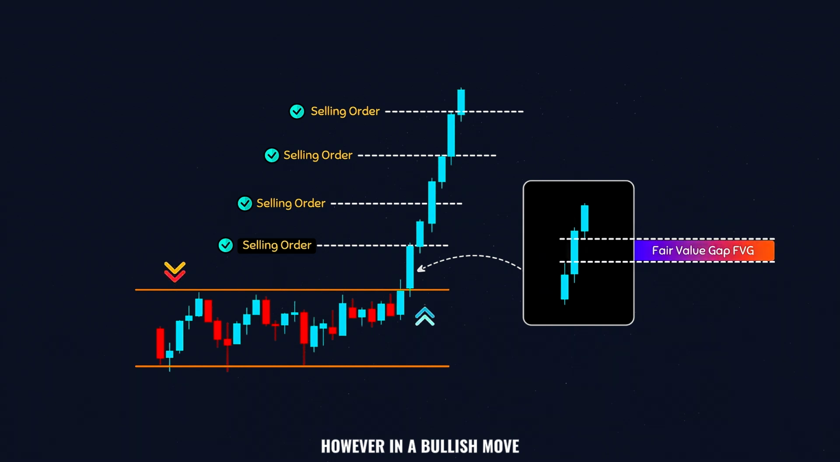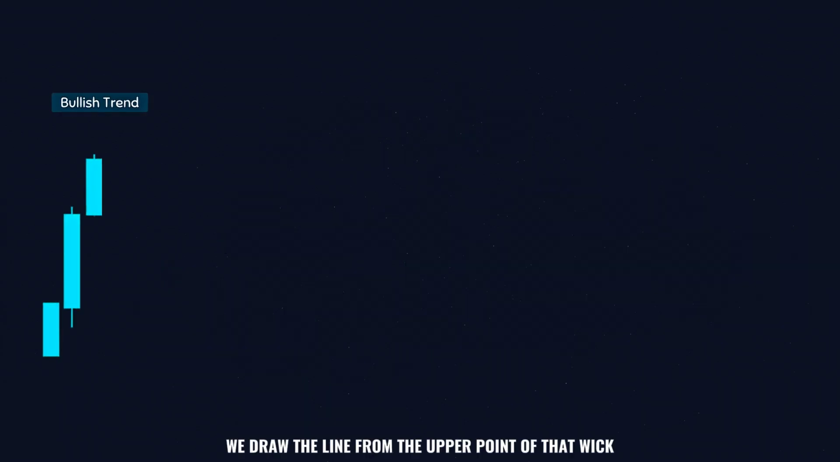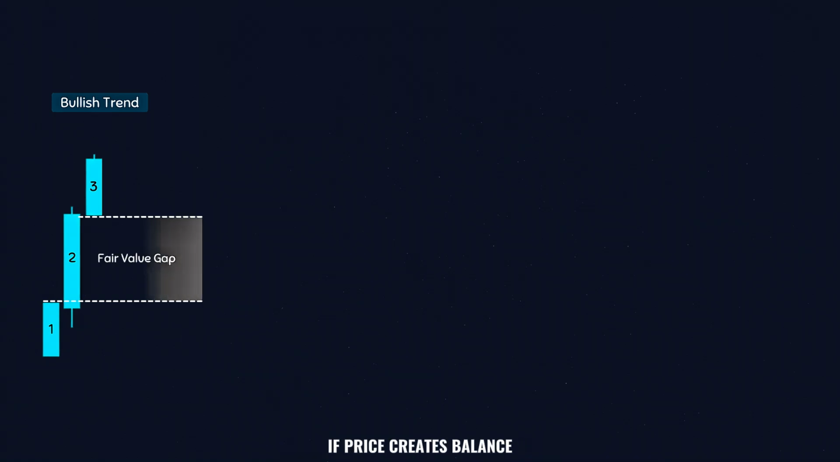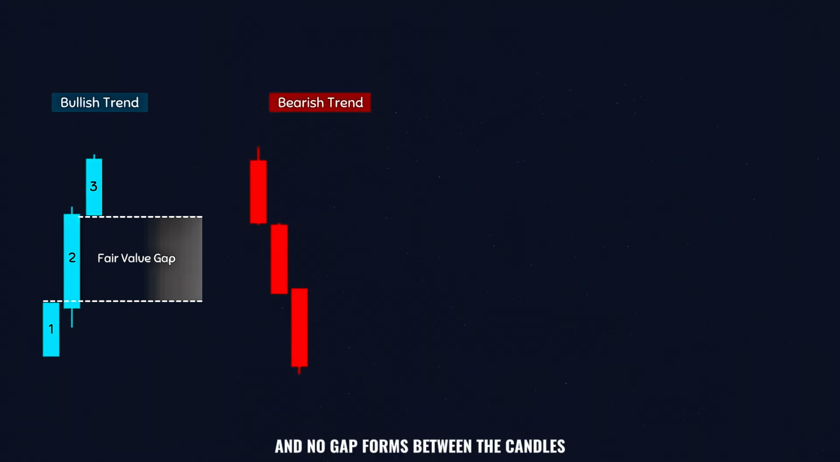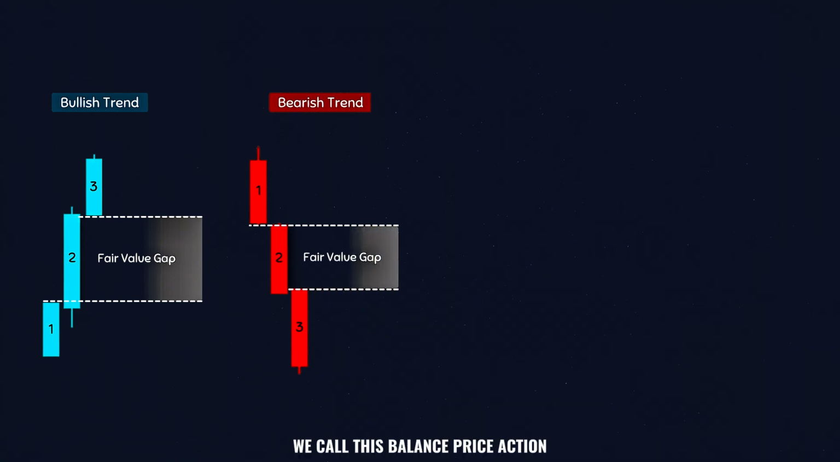However, in a bullish move, if the first candle's wick extends above its closing price, we draw the line from the upper point of that wick. We then draw another line from the lower wick of the third candle. If a gap exists between these 2 points, we consider it a valid fair value gap. If price creates balance, allowing buyers and sellers to participate equally, and no gap forms between the candles, there is no fair value gap. We call this balanced price action because there's no imbalance in price.